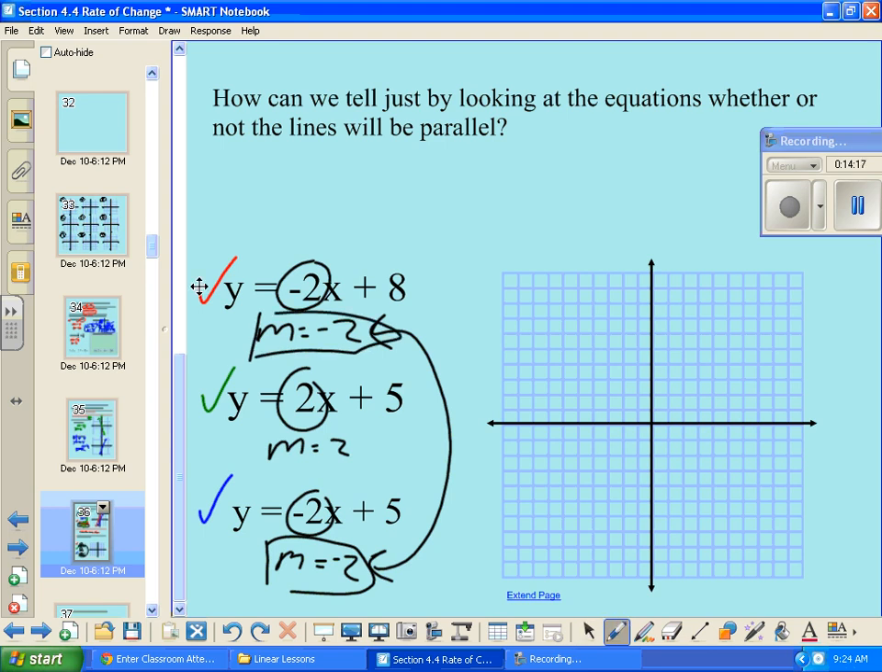I'm going to graph them here just to show that. If I graph that first one, the y-intercept is 8. So I'm going to go up 8 on the y-axis, and then down 2 over 1. There's a point. Down 2 over 1. There's another point. There's the graph of the red line. I'll graph the green line here too just to compare. 1, 2, 3, 4, 5. The y-intercept is +5 for this one. I'd go up 2 over 1, up 2 over 1. There's the graph of the green line.